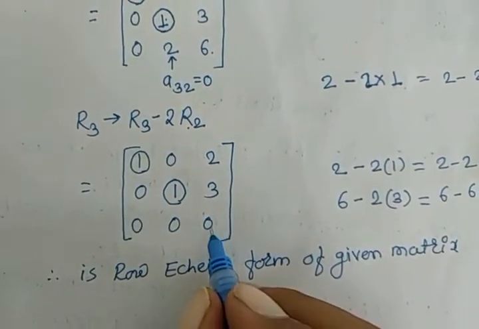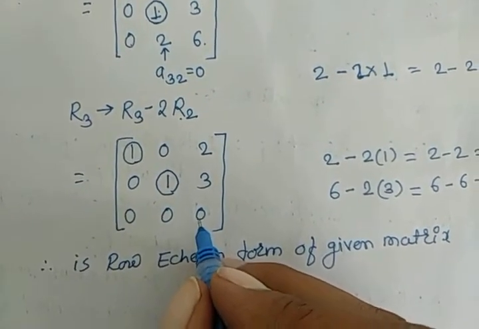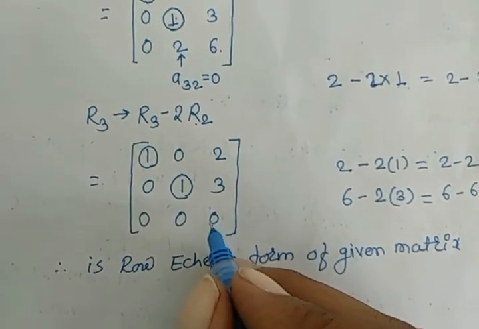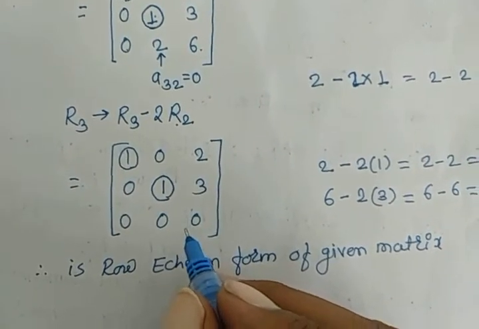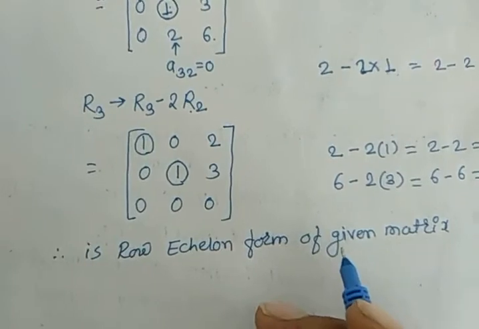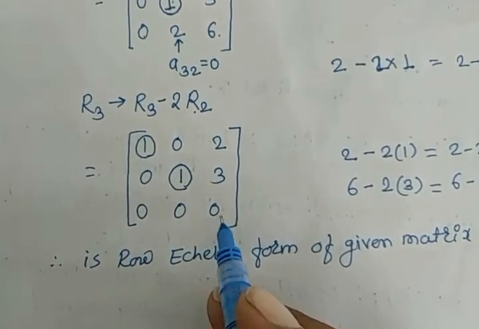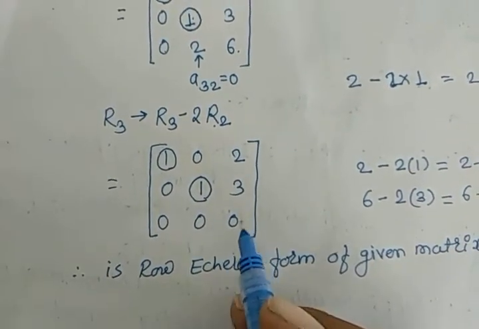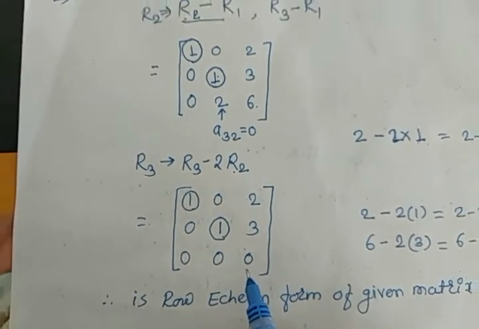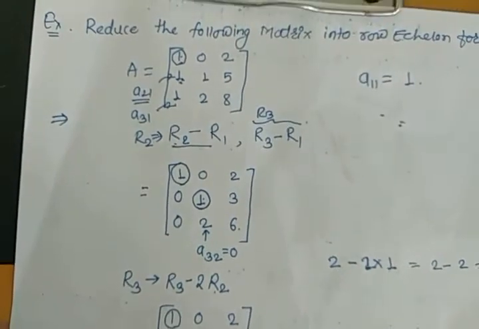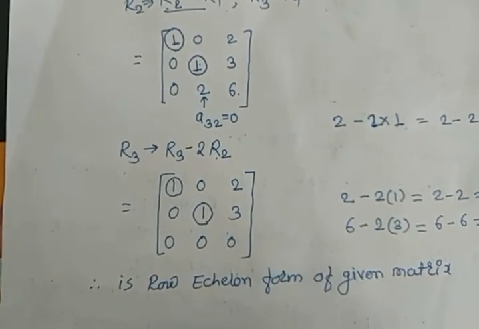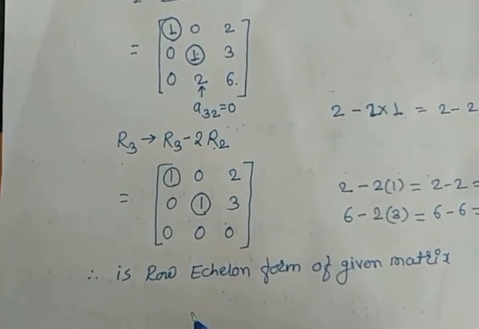If in this row this position will be non-zero, then we make any elementary row operation and make it 1, and we get row echelon form. But there are all zeros, so there is no calculation in further example. Okay, this is our example. By using elementary row operations, we have to find the row echelon form of a given matrix.